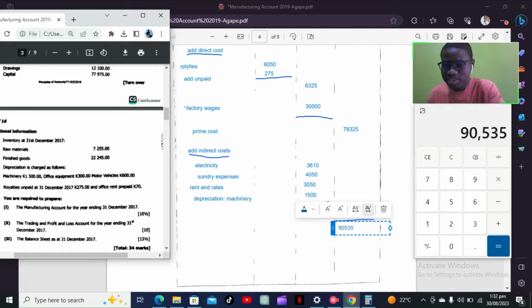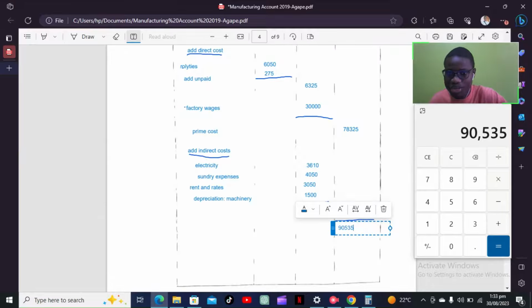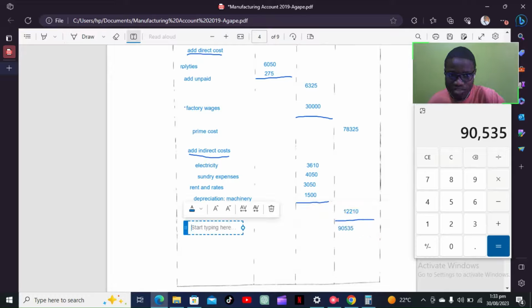When you have work in progress, it does not end here. After adding the prime cost plus the sum of the indirect cost, we now add the opening stock for the work in progress. Then we subtract the value of the closing stock for the work in progress. But here we don't have any work in progress, so please don't stress yourself. This is where I end. When we don't have work in progress, you just end when you add the indirect cost plus the prime cost. So our manufacturing cost is this one, the production cost.